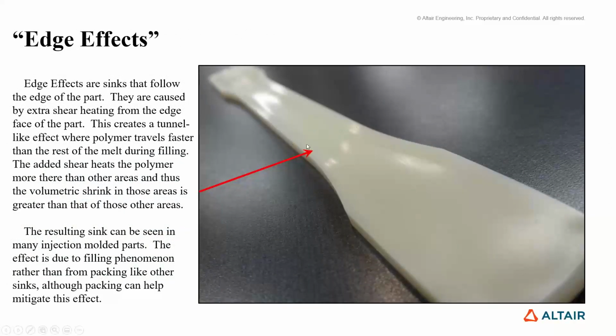Edge effect. Edge effect, if you hear the term, is a sink that occurs around the edges of generally thin-walled parts. Basically, why this happens is that while we think of thin-walled parts as something I can simulate as just a 2.5D mid-plane model, and for most intents and purposes that works, except for this, because along the edge of the part, I have an extra shear face, right? As this material runs through here, I don't just have a shear face at the top and bottom, I've got shear faces along the sides.